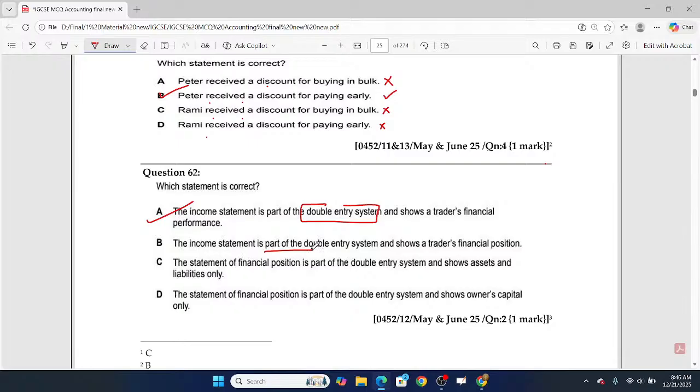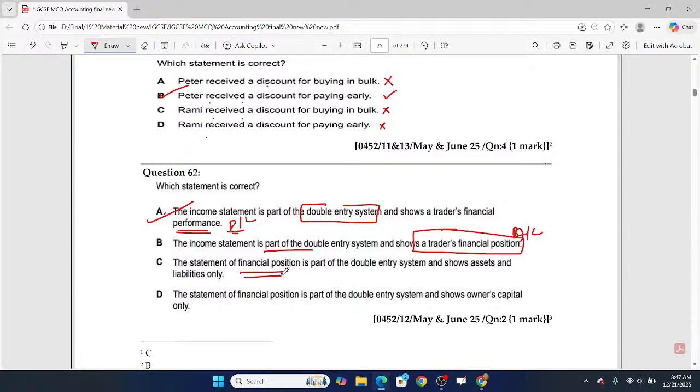Income statement is part of double entry system and shows the trader's financial position. Financial position means balance sheet, assets and liabilities. No. It explains about the performance, whether there is a profit or loss. This one is correct, this one is not correct.